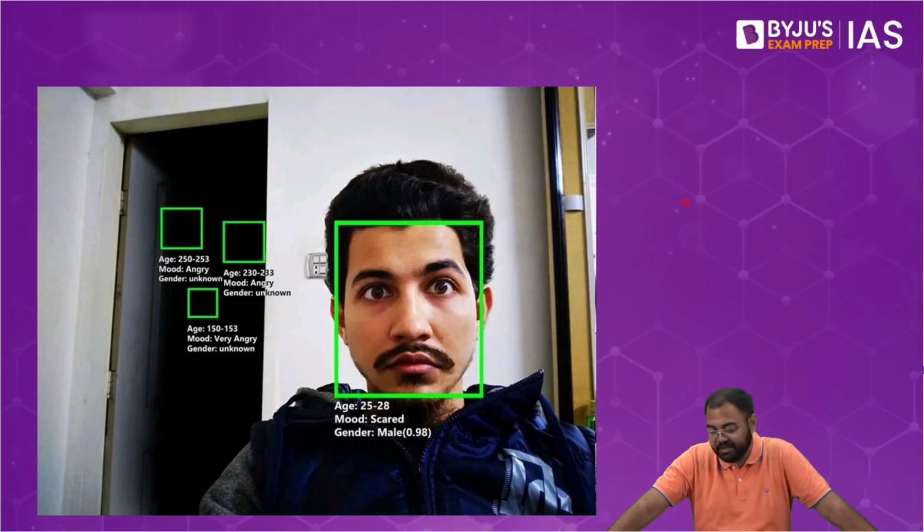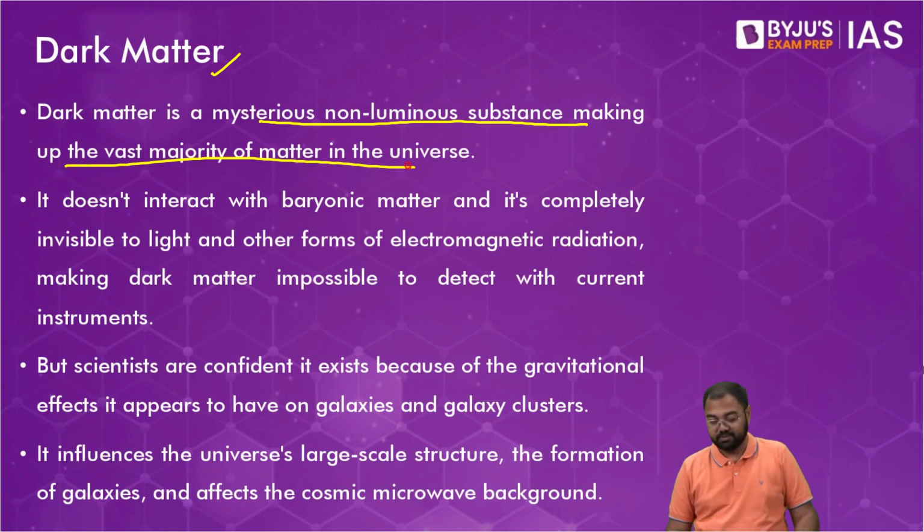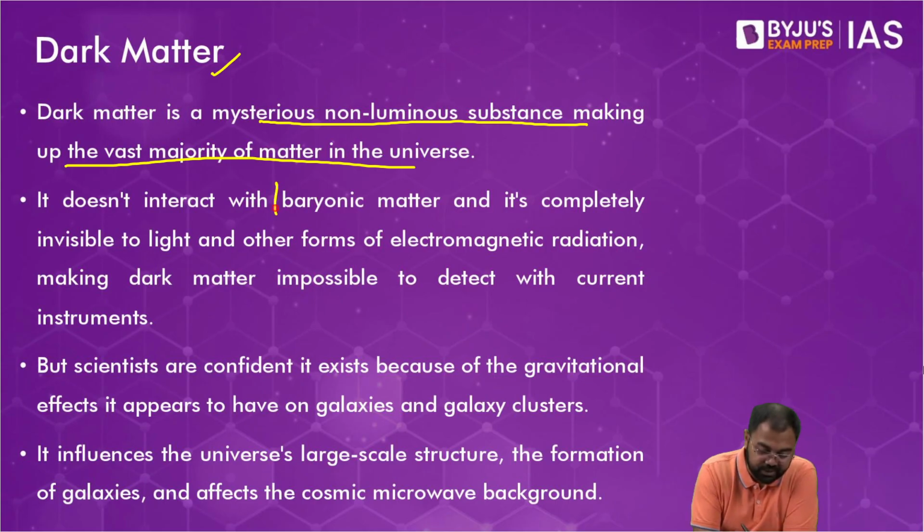Every galaxy and every part of every galaxy has dark matter, and must have dark matter, otherwise we don't know how to account for all the unknown mass that we have calculated. So that is what dark matter is: a mysterious non-luminous substance making up the vast majority of matter in the universe. It does not interact with baryonic matter. Baryonic means every normal matter.